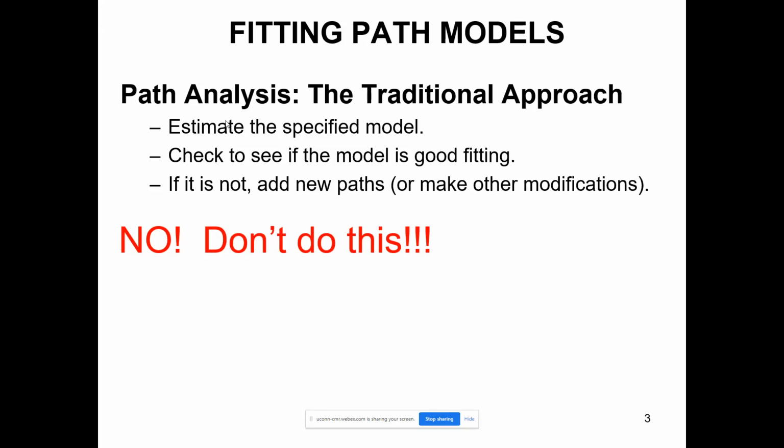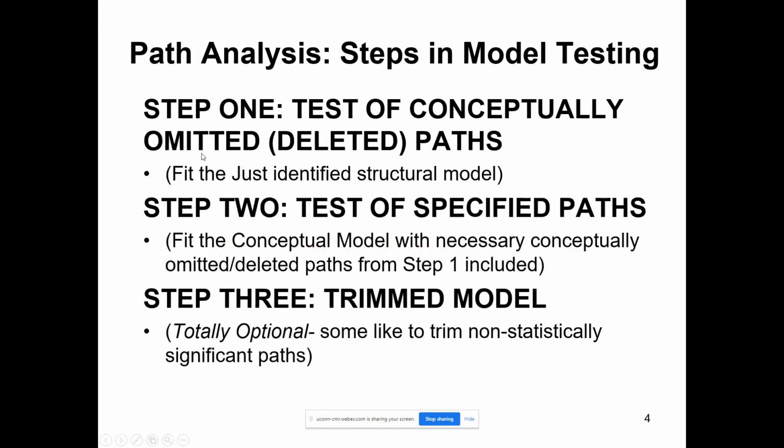So don't do that. This is what we're going to do instead. I'm going to give you a sort of 3 steps. Two are for sure. The third one is optional, actually. So I'm going to give you some steps in terms of building and testing these models. So step 1 is the test of conceptually omitted or deleted paths.